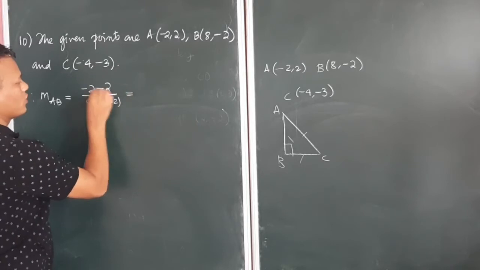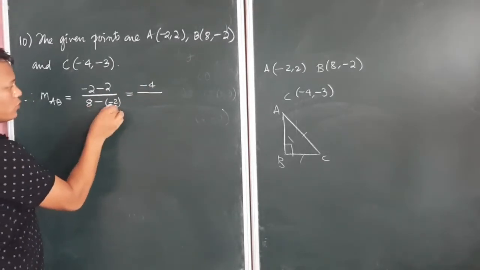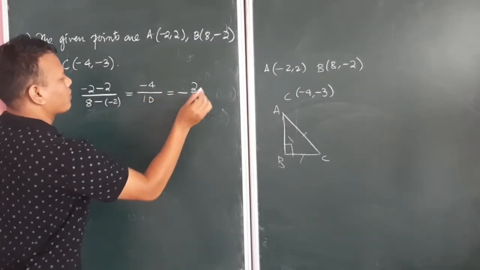Okay, simplify this. So this is minus 4. So again this is going to be minus into minus is plus. So 8 plus 2 is going to be 10. So this is going to be minus 2 by 5. Right.